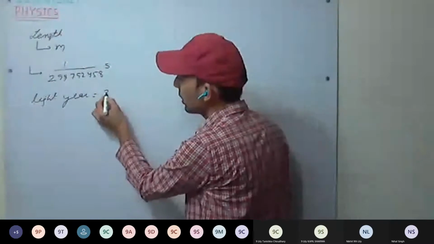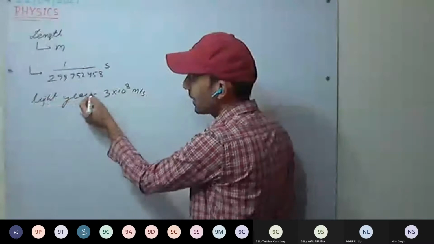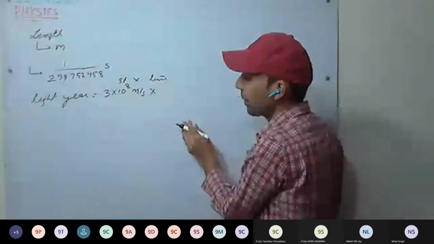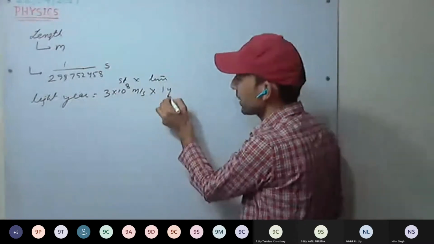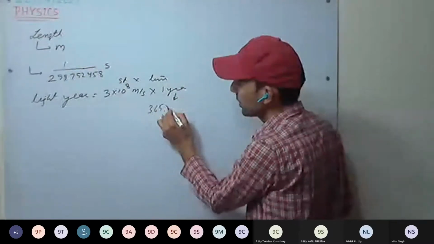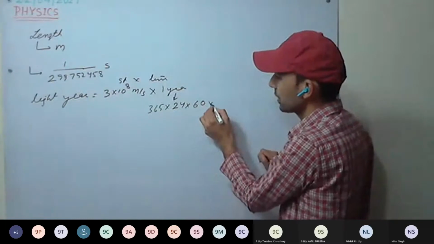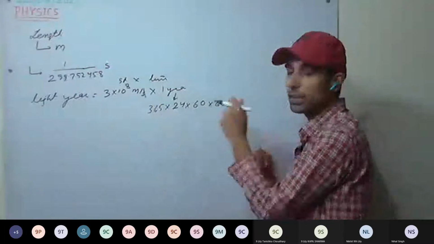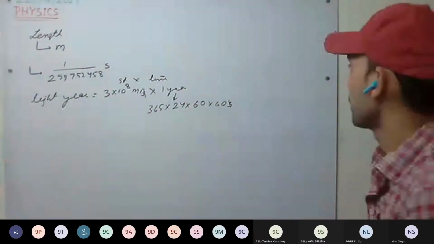So light year we have defined. Its approximate value, speed 3 into 10 to the power 8 meter per second, into time gives us the distance. Time is 1 year; convert 1 year into seconds. So 365 days, in 1 day 24 hours, in 1 hour 60 minutes, into 60 seconds. Seconds get cancelled, and if we multiply, we get the answer in meters. This is clear. This we have discussed.